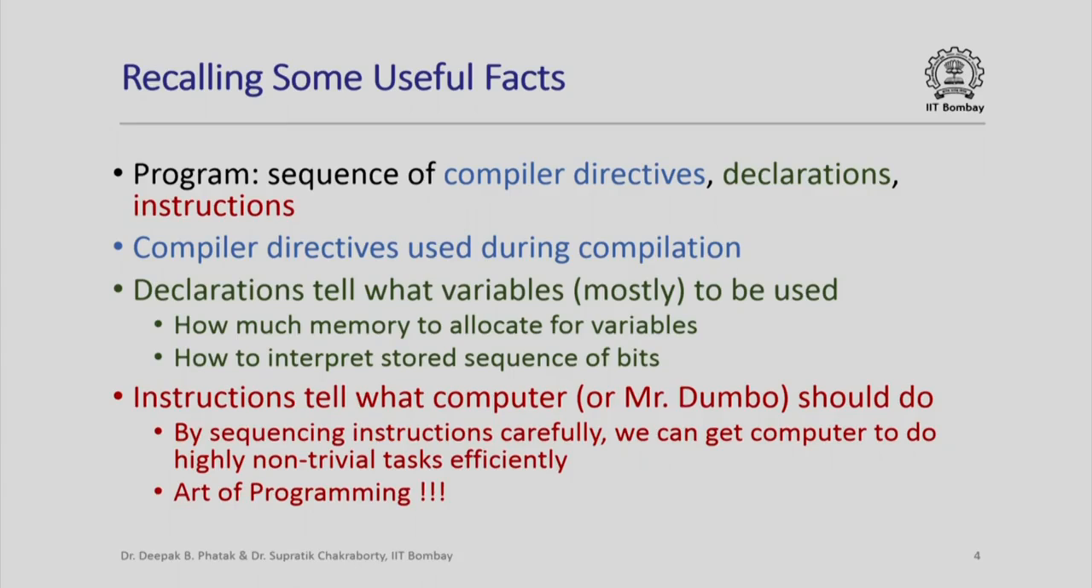Instructions basically tell the computer, or Mr. Dumbo if you recall the Dumbo model of computing, what it should do, and by sequencing instructions in a careful and intelligent manner, we can get a computer or Mr. Dumbo to do highly non-trivial tasks in an efficient way. And this is all what the art of programming is about, to make instructions execute in the right sequence so that we can achieve non-trivial tasks in a simple and efficient way.